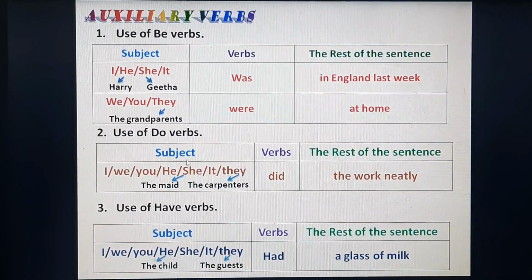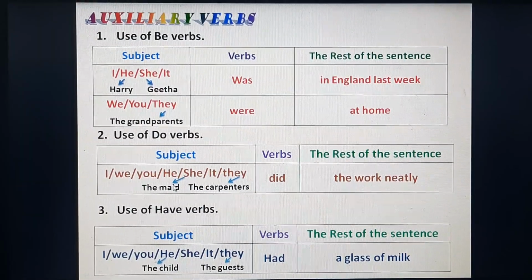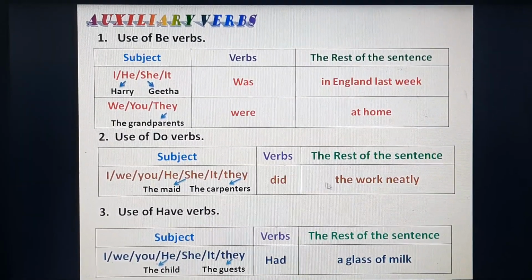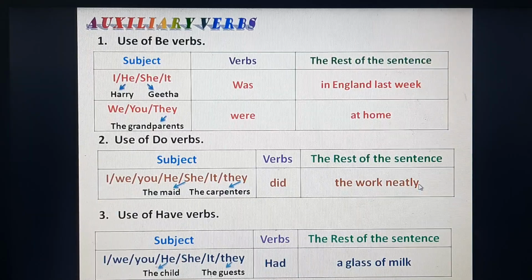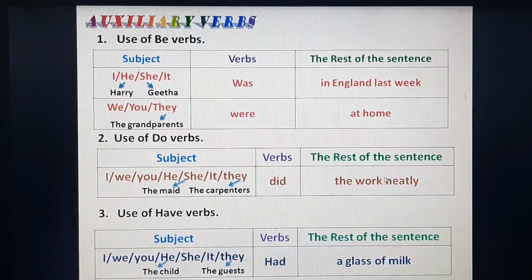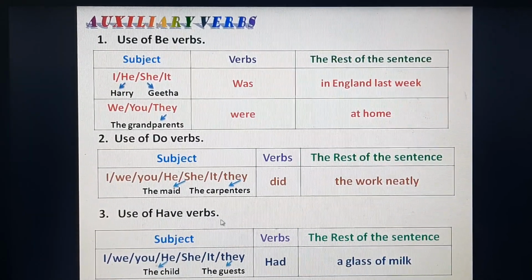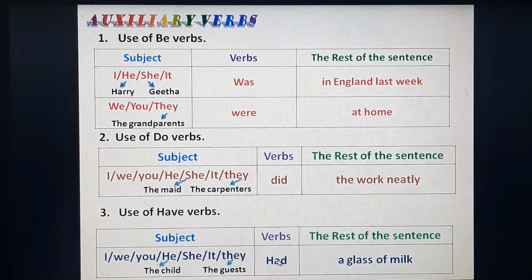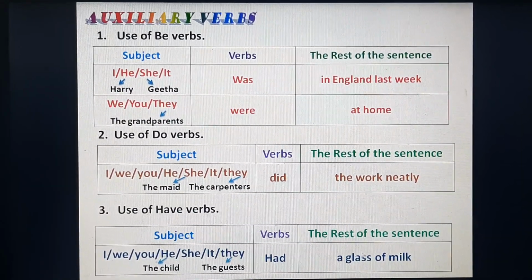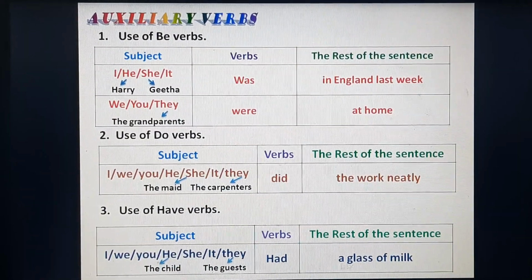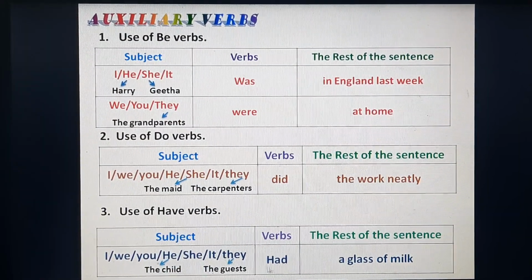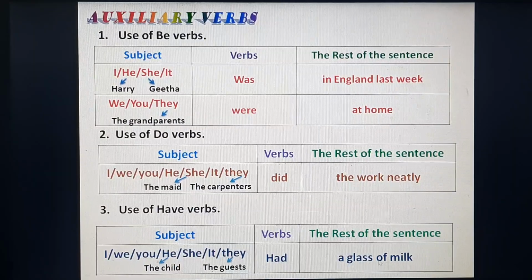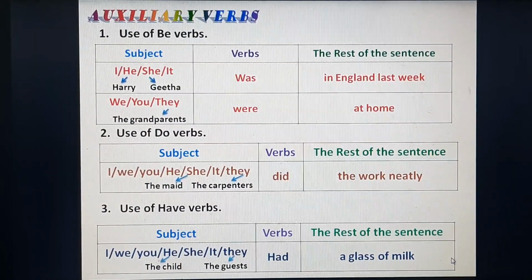Use of do verbs. Do, did. The maid did the work neatly. The carpenters did the work neatly. I did the work neatly. Use of have verbs. Have, has, had. So we had a glass of milk. They had a glass of milk. He had a glass of milk. The guests had a glass of milk.